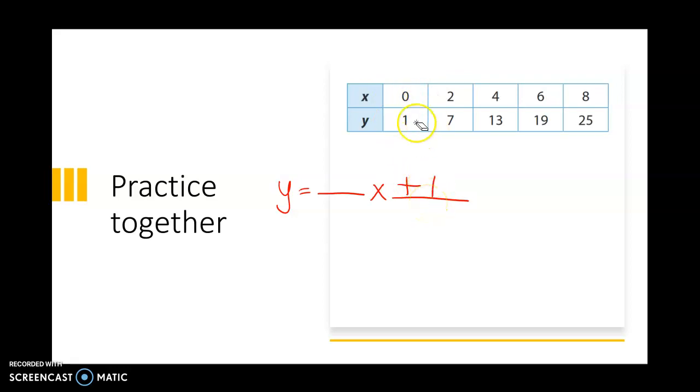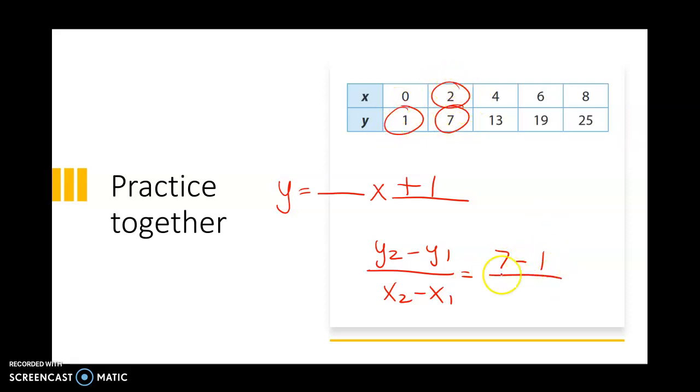Okay, now let's figure out our slope. So y2 minus y1 over x2 minus x1. y2 is 7 minus y1 is 1. x2 is 2 minus x1 is 0. 7 minus 1 is 6. 2 minus 0 is 2. I can divide both of these by 2. 6 divided by 2 is 3. 2 divided by 2 is 1. So my answer is 3x plus 1.